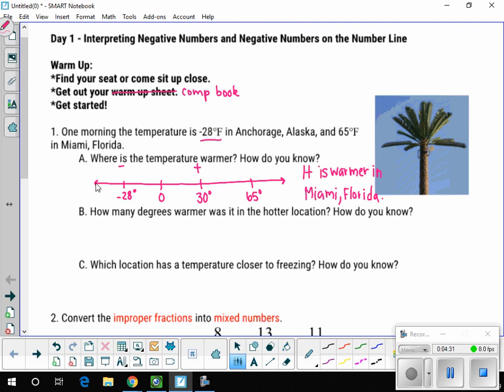All right, and then letter B says, how many degrees warmer was it in the hotter location? How do you know? Who has a strategy for how we could solve this one? Adam, what are you thinking? Well, what I thought is you could, so if 65, like away from 0 is obviously 65. And then on the negative side, -28 away from 0 is 28. So you could just add those two together.